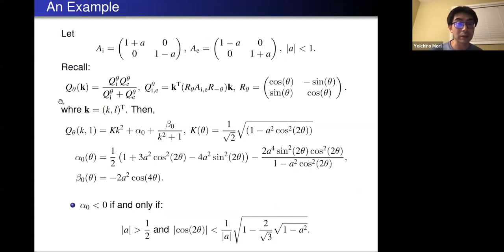So let's look at an example. Let's say AI is equal to diag(1 plus A, 1 minus A), and AE is diag(1 minus A, 1 plus A). One can compute this coefficient alpha 0 as a function of theta. This is a rather complicated expression of A and trigonometric functions, but it's easily seen that alpha 0 can actually be negative if A is greater than 1/2 and cosine of 2 theta is smaller than this number here.